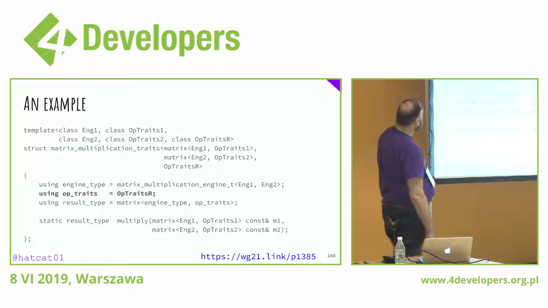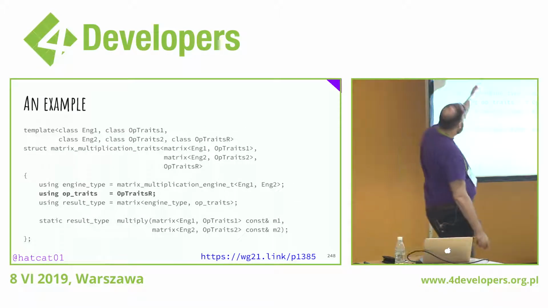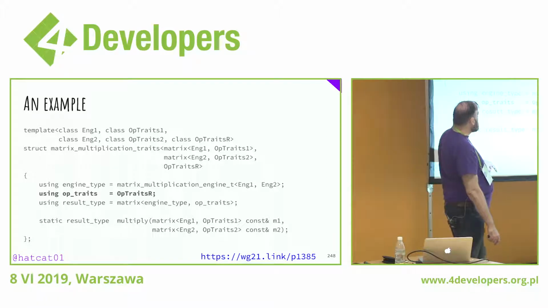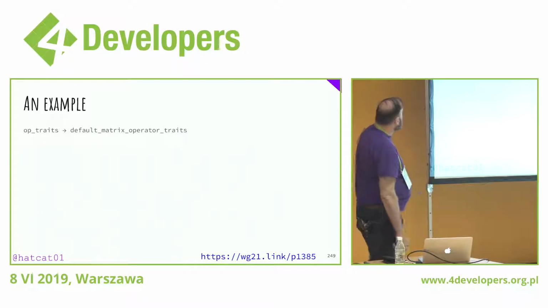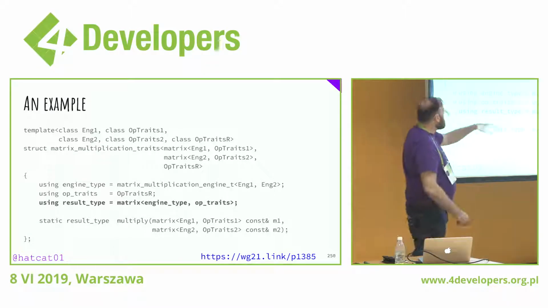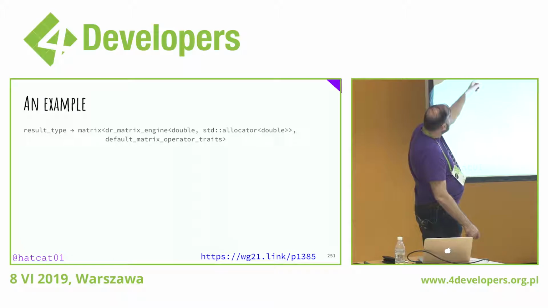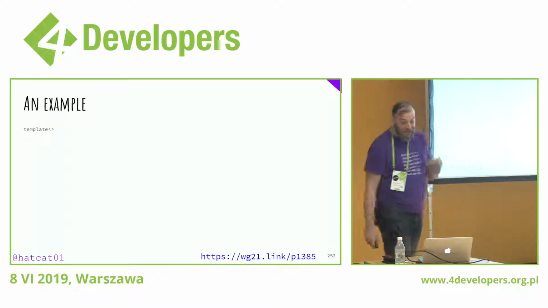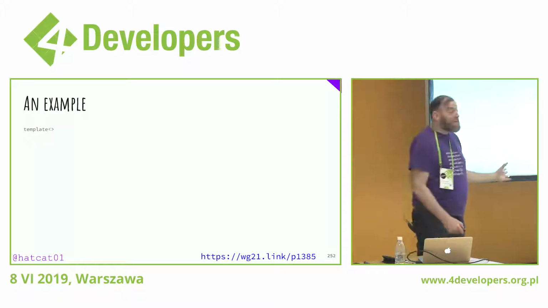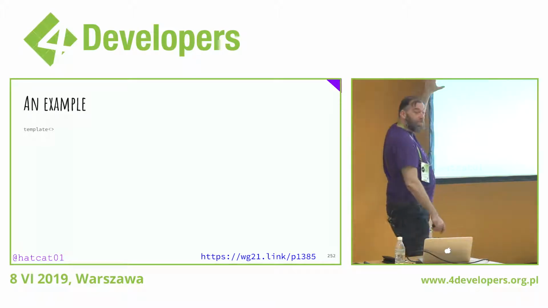There we are. So we can now go back to our matrix multiplication traits, which we were trying to recall, if you remember the matrix multiplication engine type. So our op traits, default matrix operator traits. Our result type is this. So now we can actually, that completes the story. So the specialization looks like this. And you'll notice I've shrunk the font.